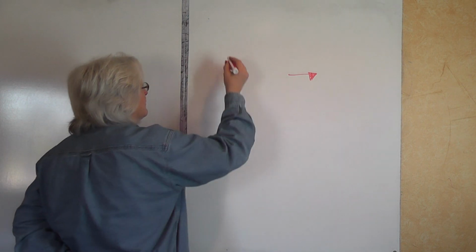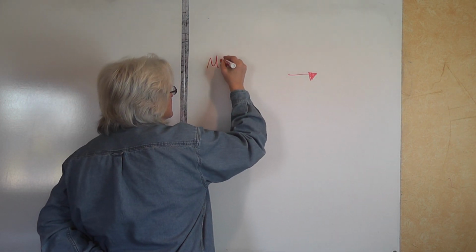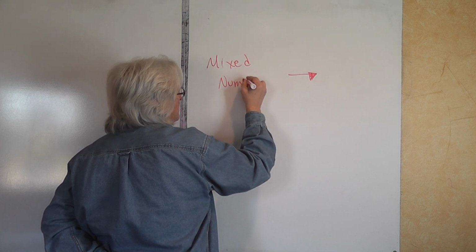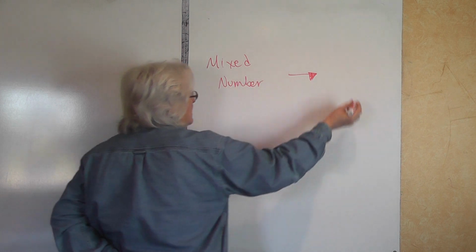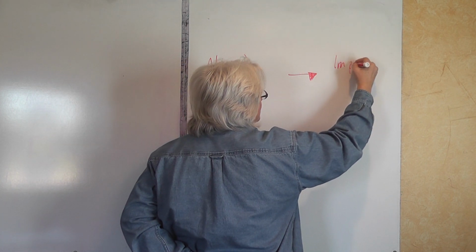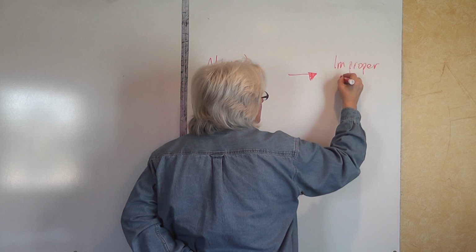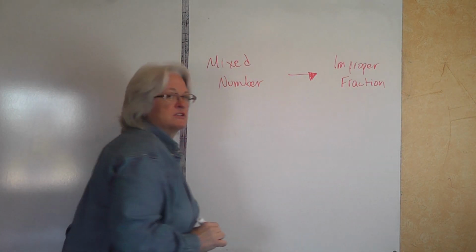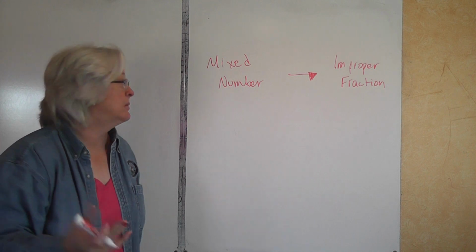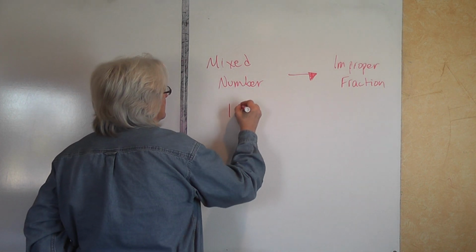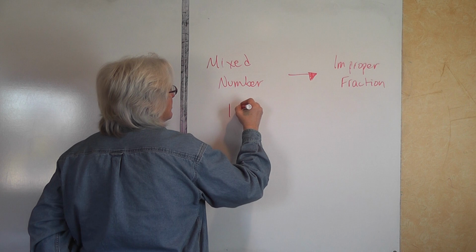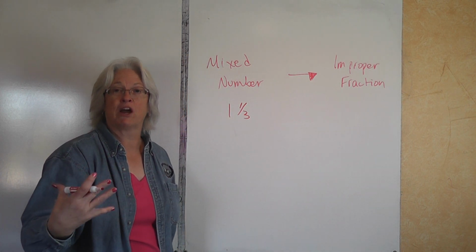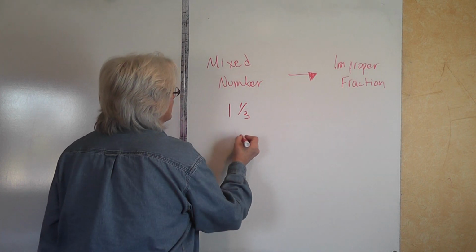Now what are you going to do if you rename a mixed number as an improper fraction? So let's say that we have our mixed number 1 and 1/3, and we want to know how we can write that as an improper fraction. So let's just go ahead and draw a picture.